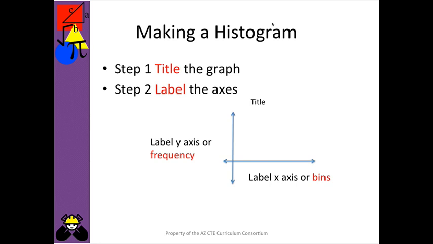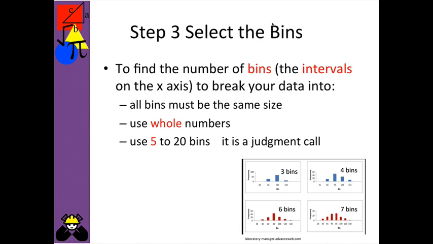How many times did it appear? And label the X axis or the bins. It's going to be from 0 to 10, 11 to 20, those kinds of things. All right. So we're going to set up our graph for our histogram by labeling the axes and titling it. Next step is to find the number of bins.